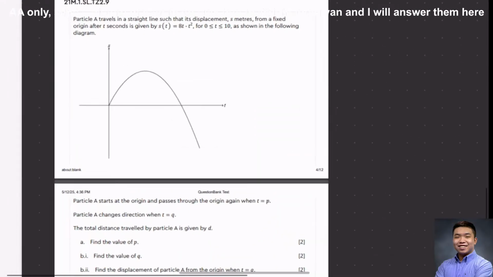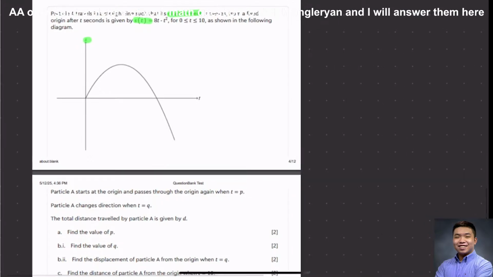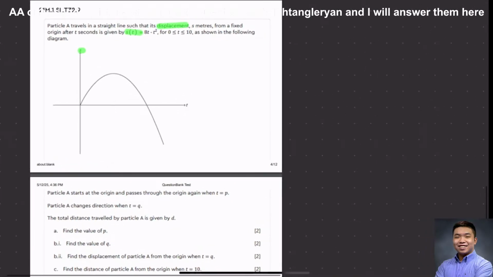Okay, so let's have a read. A particle travels in a straight line, such that its displacement is given. So this is the displacement graph. Make sure you remember that. The particle starts at the origin and passes through the origin again when t equals p. This is paper 1, okay? So basically this point right here will be p.